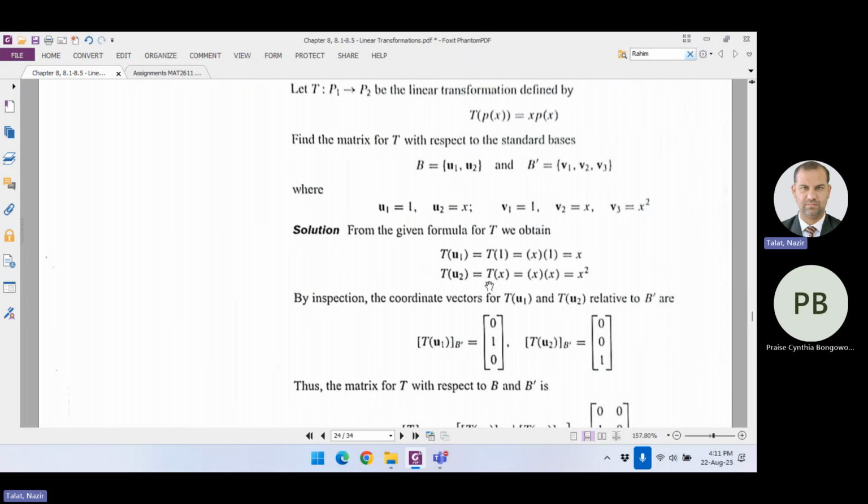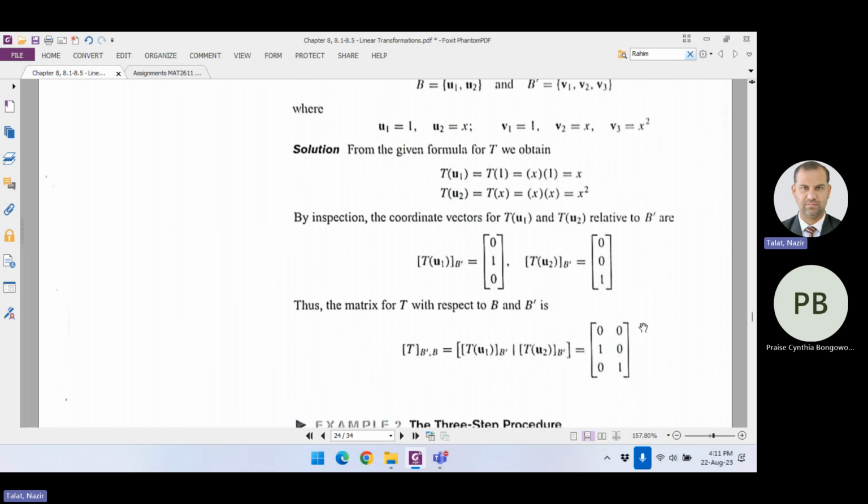And similarly, if you put the second element of the basis, x squared, under T, then it gives us x squared. So the coordinate vector is (0, 0, 1), meaning 0 constant plus 0 times x and 1 times x squared. So these are the elements. Just write them like this: we combine this one as T(u1) and T(u2), then we will get the matrix of T with respect to B and B prime, which is this one. So this is the simple idea to get the standard matrix depending upon the basis set.